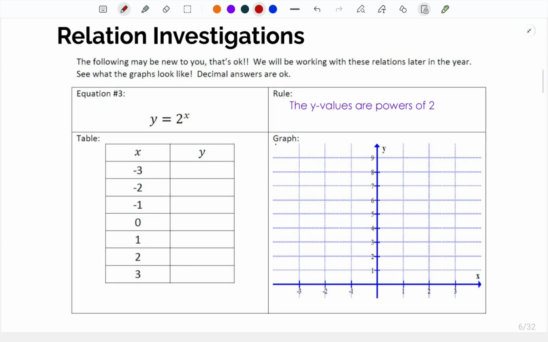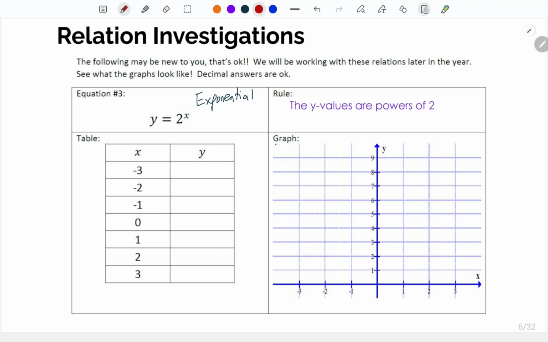Okay. Next we have y equals 2 to the x. So your variable is now in the exponent. We sometimes call this exponential. And we'll actually have a unit dedicated to this kind of thing. So if it's new, that's fine. We will look at that.